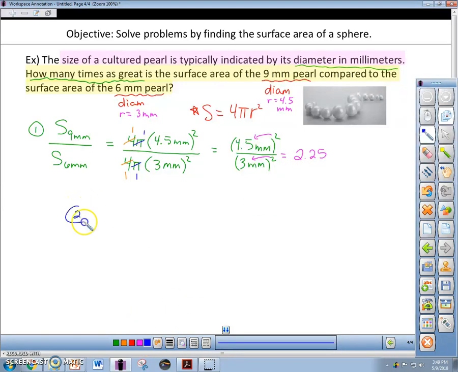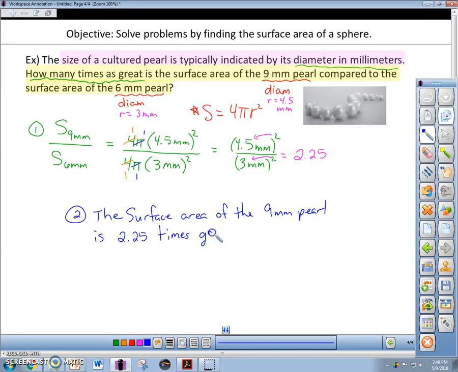And so now our conclusion would be the surface area of the 9 millimeter pearl is 2.25 times as great as the surface area of the 6 millimeter pearl.